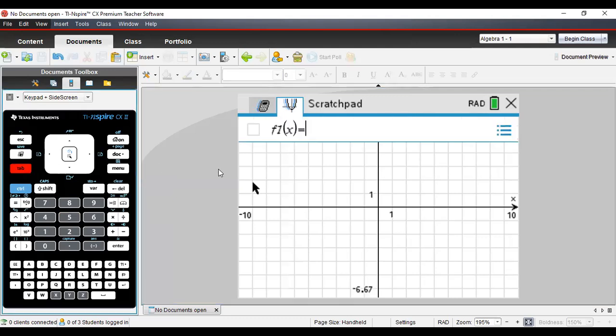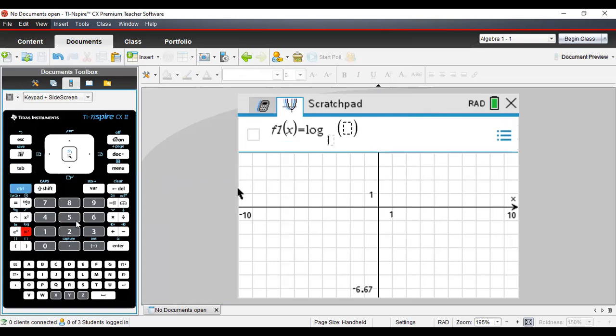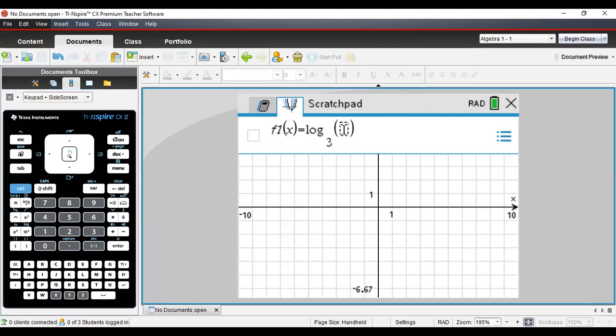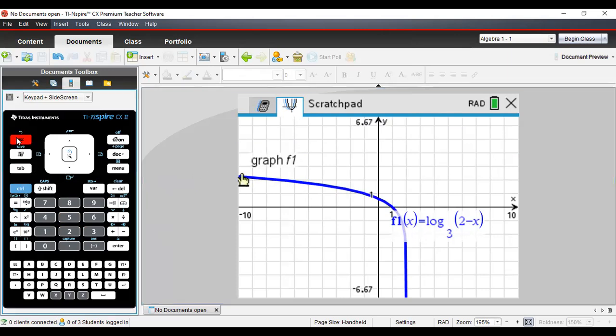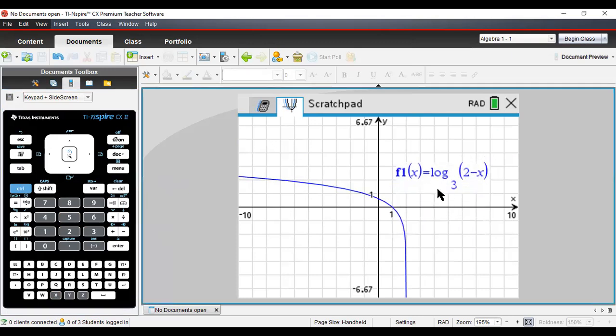So press tab, and we're going to put in log, so log base 3, and then this will be 2 minus x, 2 minus x, and then we press enter. And that's that. Let me see. Yeah, so that's what we got. I'm going to take this and move it up.